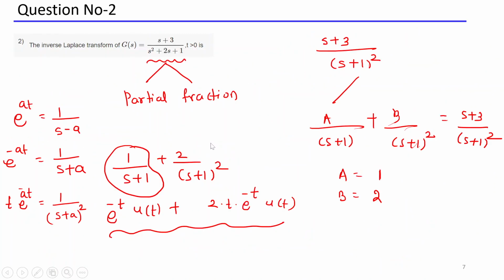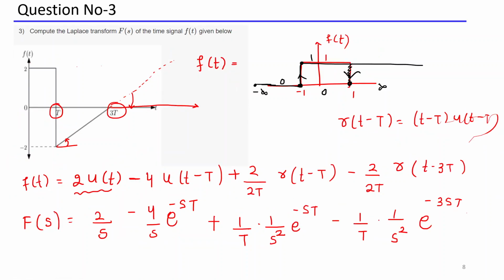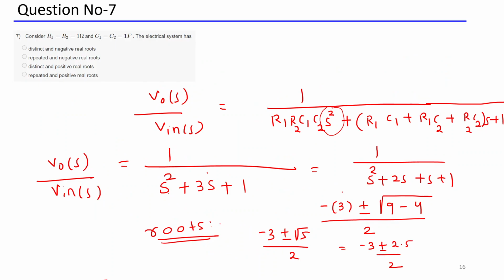Please tell some more examples in convolution by the graphical method, sir. Okay, I already told the concept, but let me give some questions. U of t convolved with U of t. These are some standard questions today. So what is the answer?